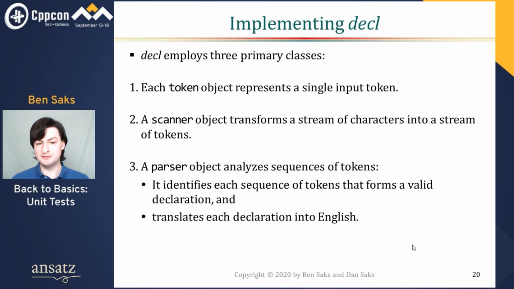There are three main classes that are involved in the decl program. There's a token class, where each token represents a single one of these input tokens, like the word int, the star that represents a pointer, things like that. The scanner class: a scanner object takes in input as a stream of characters from a basic input stream and translates it into a series of tokens.